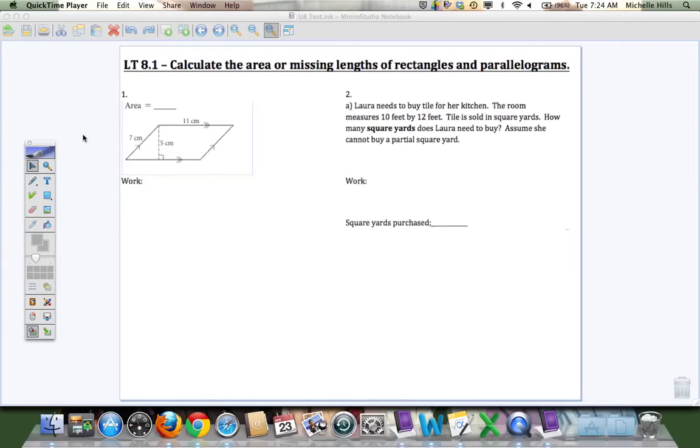On the Unit 8 test is looking at rectangles and parallelograms. The first problem is fairly straightforward. Again, for most shapes, the area is the average width times the height.